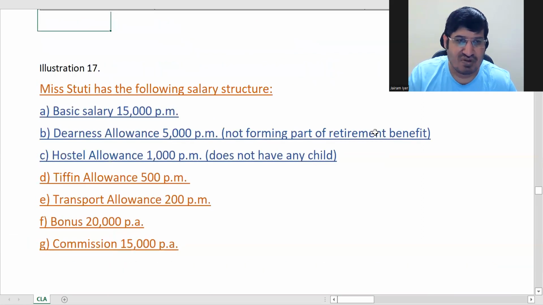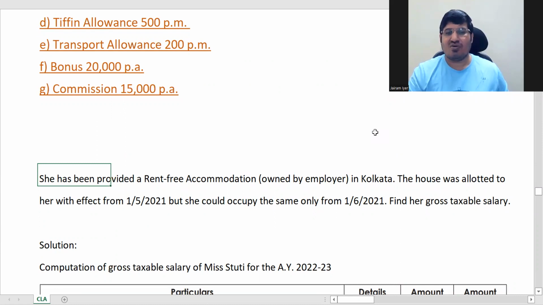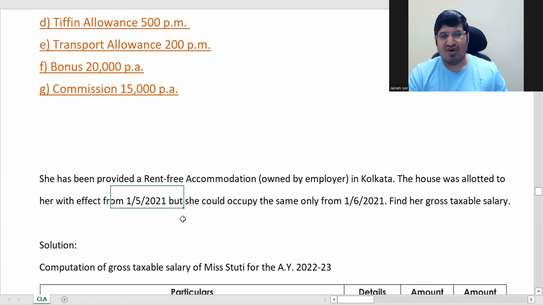So now we have to work with only these things. She has been provided a rent-free accommodation owned by the employer in Kolkata. Kolkata means 15%, I said, right? And it's owned by the employer, 15%. And the house was allotted to her with effect from 1/5/2021, from May. It was not there in April, but she could occupy only from 1/6.